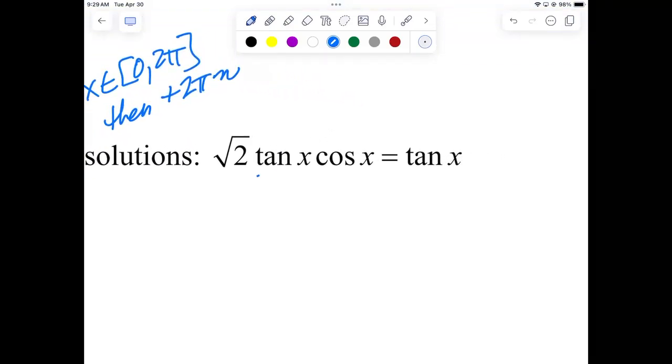I have a tangent on both sides. Is it okay to divide the tangent out from both sides like that? Why not? That's not okay.